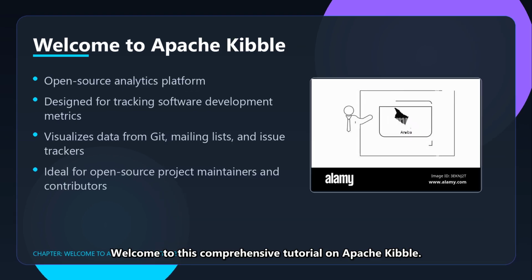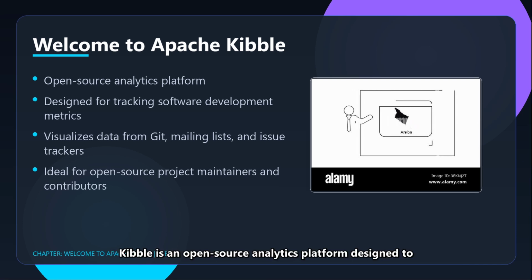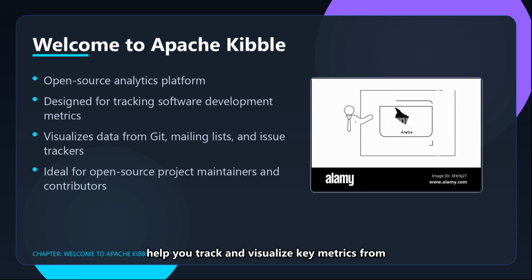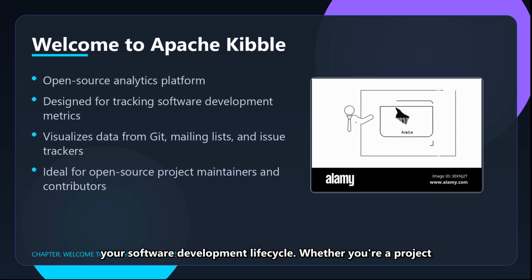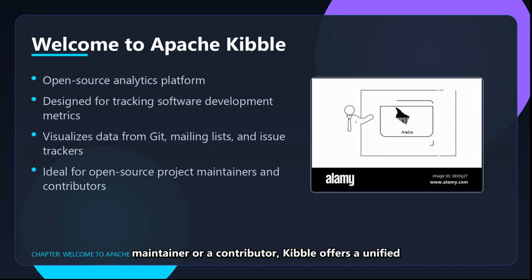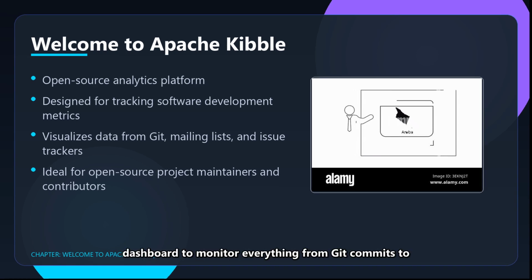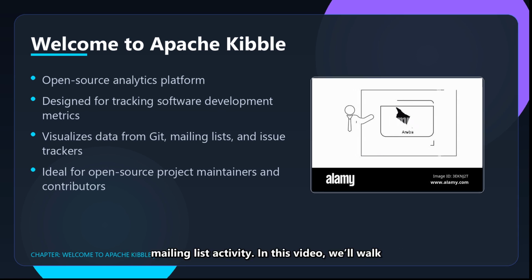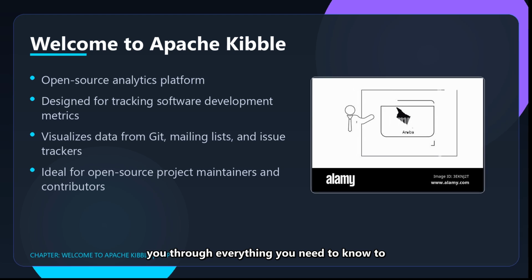Welcome to this comprehensive tutorial on Apache Kibble. Kibble is an open-source analytics platform designed to help you track and visualize key metrics from your software development lifecycle. Whether you're a project maintainer or a contributor, Kibble offers a unified dashboard to monitor everything from Git commits to mailing list activity. In this video, we'll walk you through everything you need to know to get started.